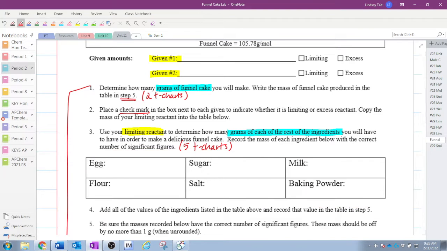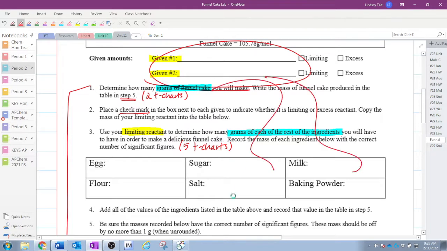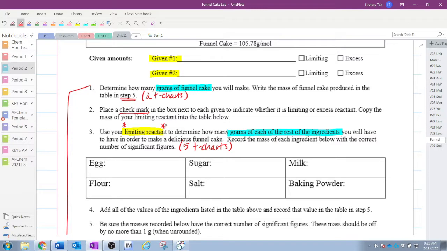So again, you're going to use whatever you said was your limiting reactant from up here to figure out how much of every other ingredient you would need according to your balanced equation, your recipe. Questions on that step? Please make sure you're starting with your limiting reactant. There were 1 or 2 groups last period who wanted to start with grams of funnel cake. That's not best practice since that's a calculation. It's not conceptually wrong, but it's not best practice.